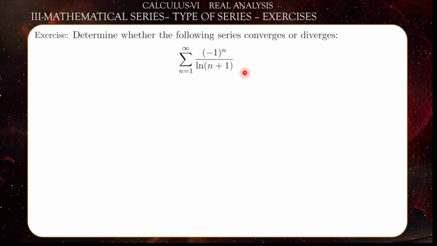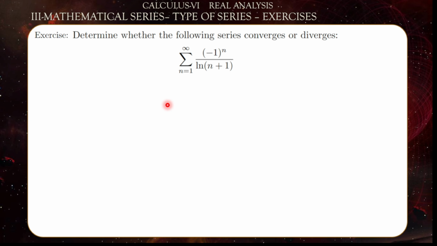Determine whether the following series converges or diverges. Sigma n equals 1 to infinity of minus 1 to the power of n divided by ln of n plus 1. Okay, go ahead and pause the video right away in case you want to solve it yourself at first.